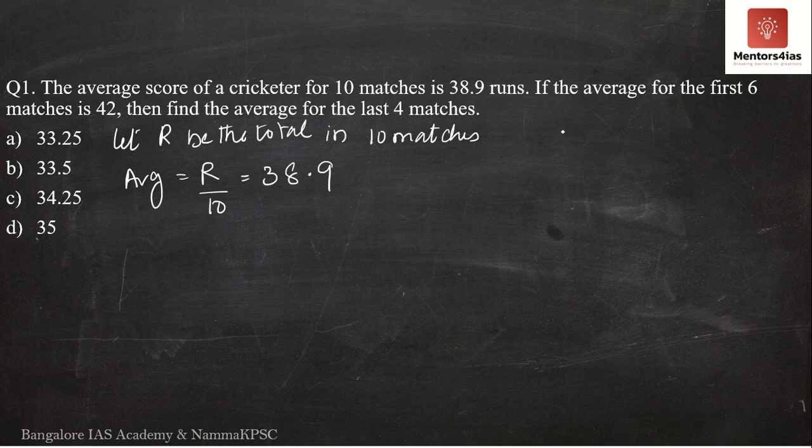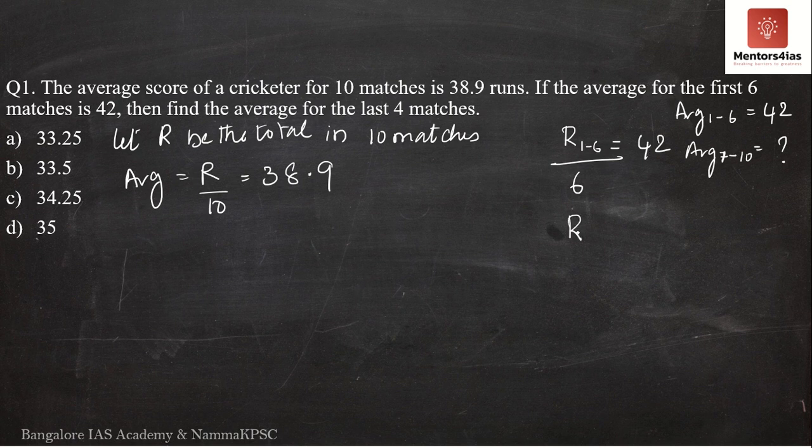Now the question is saying the average for the first 6 matches, that is the average from the first match to the 6th match, is equal to 42. What is the average of the last 4 matches, that is from the 7th match till the 10th match, 7, 8, 9 and 10? So if the average of the first 6 matches is 42, then can I say that when we divide the total runs scored in the first 6 matches by 6, that is when we get 42.